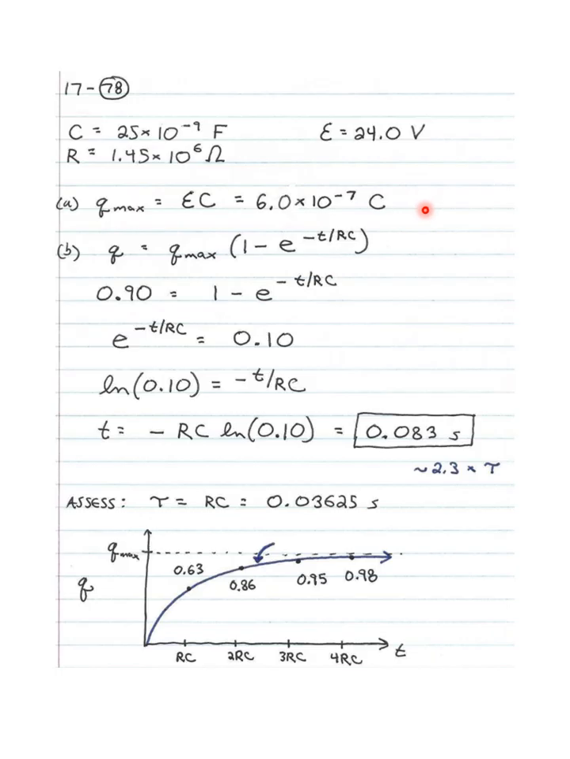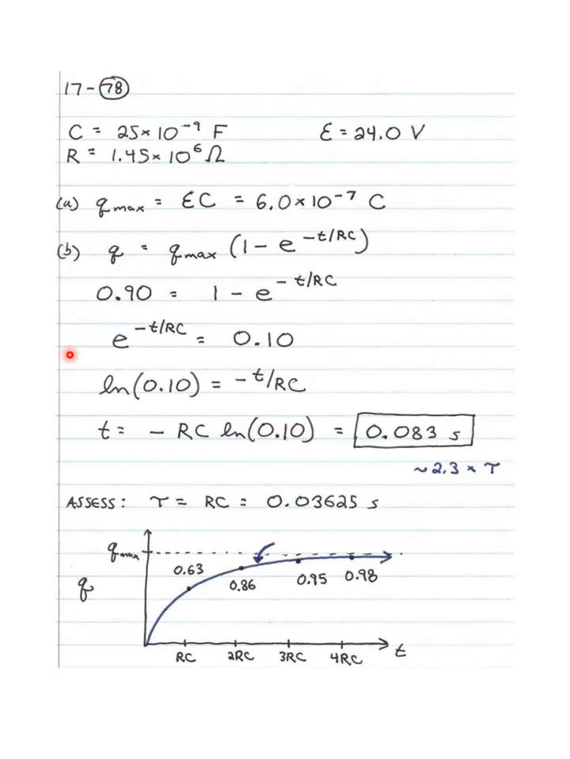And now it's asking how much time it takes to get to 90% of that. So we use the charge equation for a charging RC circuit, and I'm replacing the EC with just Q max, which is what we solved for in part A. If we take this equation and divide both sides by Q max, we have the ratio Q over Q max, and that is 90%. So 90% equals 1 minus e to the negative t over RC.